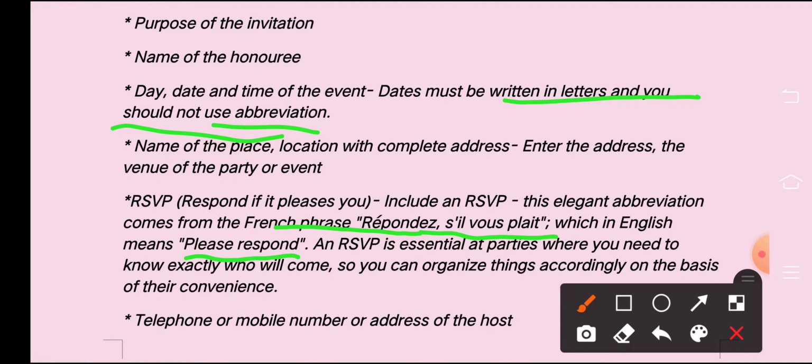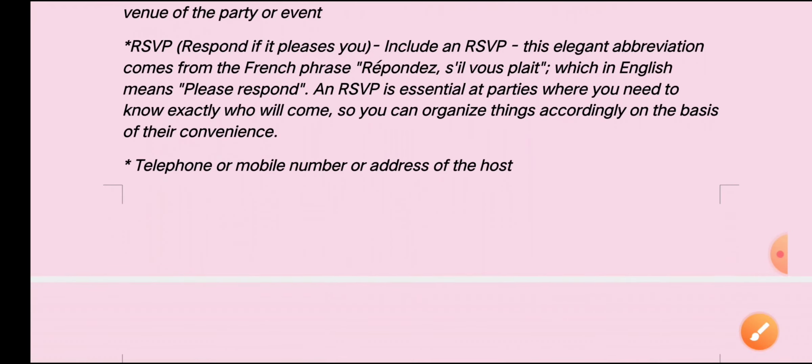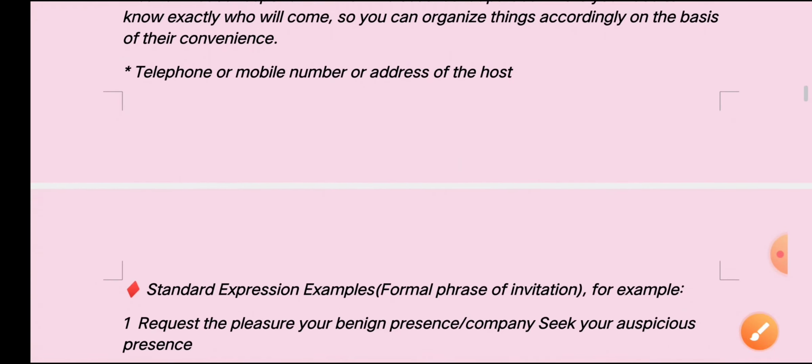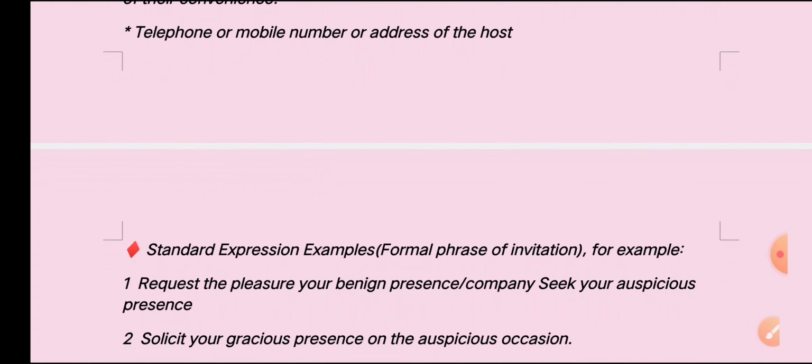RSVP is essential at parties where you need to know exactly who will come, so you can organize things on the basis of convenience. That is the fashion nowadays; it is written everywhere in all the cards of parties, marriages, wedding anniversaries, etc. The next thing is the telephone or mobile number or address of the host. That is the last thing.